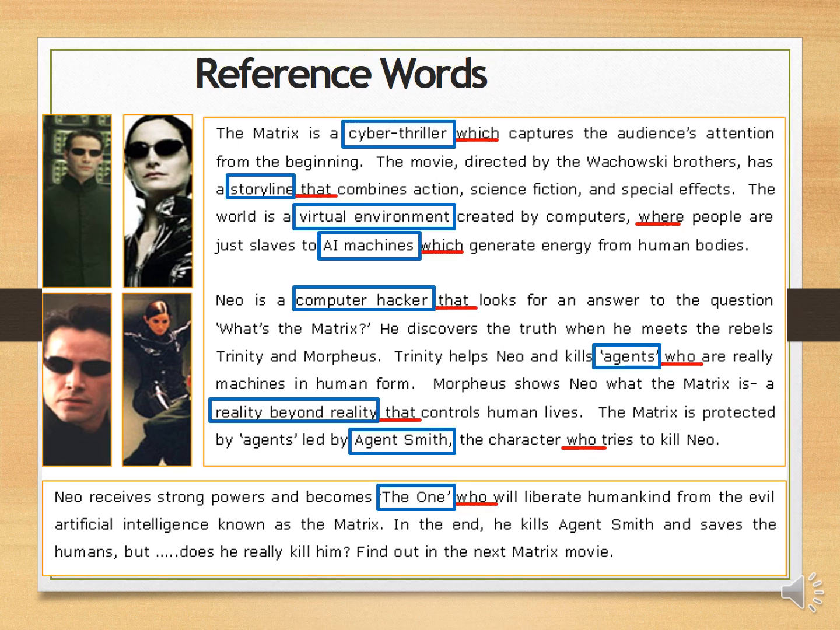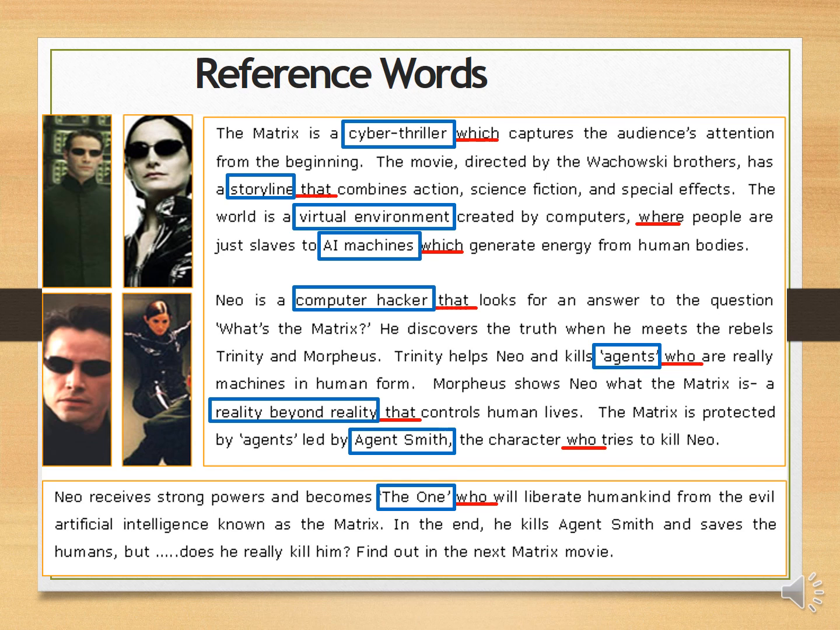Okay, so this is the answer. The Matrix is a cyber thriller which captures the audience's attention from the beginning. So which here is referring to cyber thriller. The movie, directed by the Wachowski brothers, has a storyline that combines action, science fiction, and special effects. So what combines action, science fiction, and special effects? The storyline. Okay, that here is referring to the storyline.